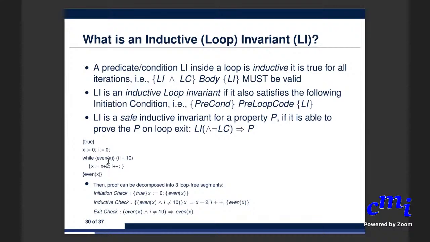Even if X is inductive, because if you assume that at that point X is even, then after you execute the body, X plus 2 still remains even. But the first time you come, at that point, even is not true. Okay, X is not even, right? So you do need this condition as well to ensure that in every execution of this program, starting from the entry point, it is an invariant, that even of X will be true.